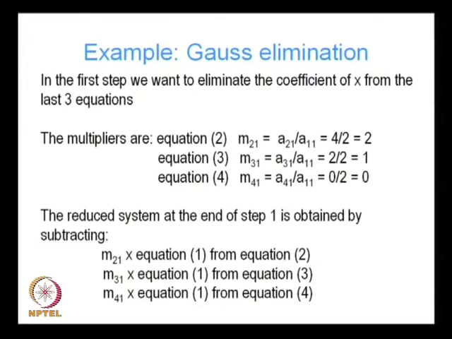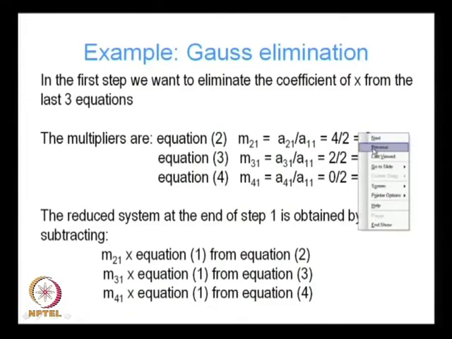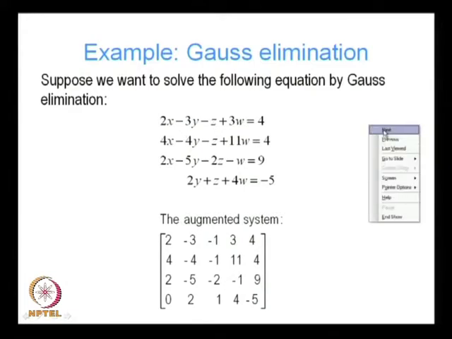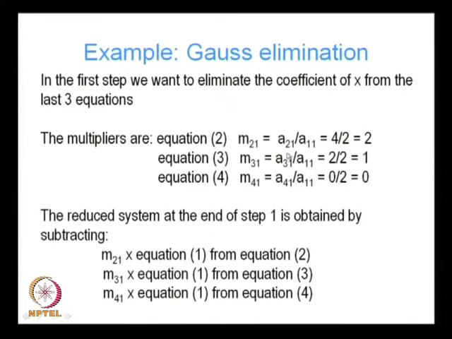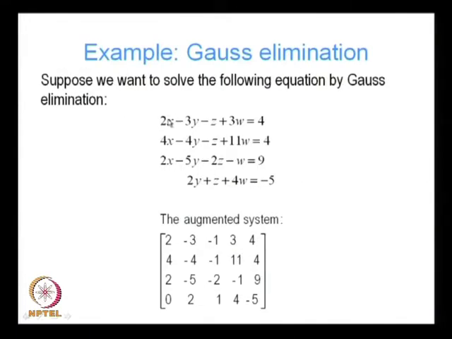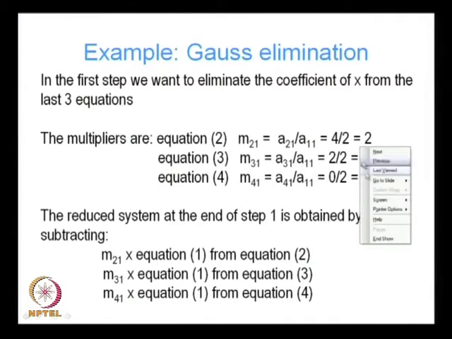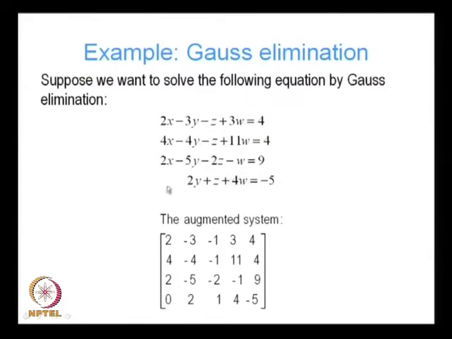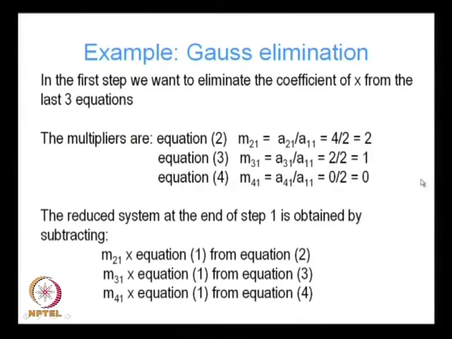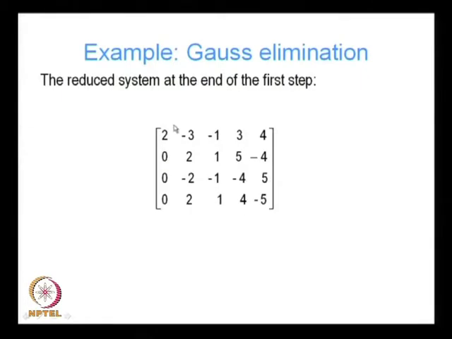So, if we do that, the multiplier for equation 2 is a21 by a11, which is 4 by 2, equal to 2. The multiplier for equation 3 is a31 by a11, so 2 by 2, that is equal to 1, and the multiplier for equation 4, where the coefficient of x is 0, is nothing but 0 by 2, which is equal to 0. So, if we subtract m21 times equation 1 from equation 2, m31 times equation 1 from equation 3, and m41 times equation 1 from equation 4, then we are going to get this system.